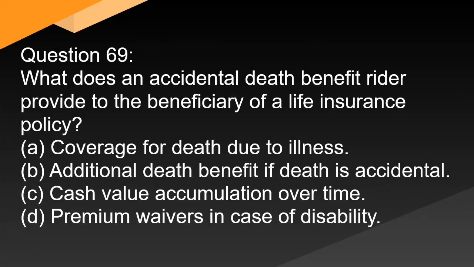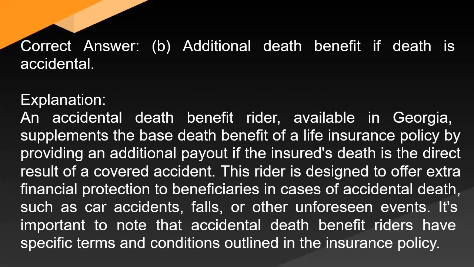Question 69. What does an accidental death benefit rider provide to the beneficiary of a life insurance policy? Correct answer: B. Additional death benefit if death is accidental. Explanation: An accidental death benefit rider, available in Georgia, supplements the base death benefit of a life insurance policy by providing an additional payout if the insured's death is the direct result of a covered accident.